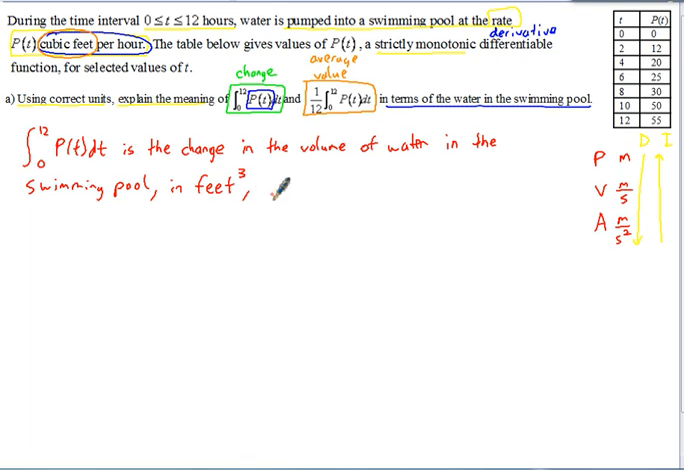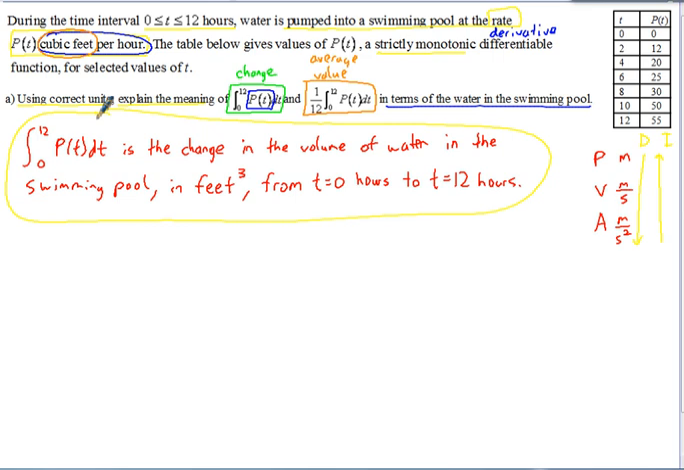But again, you have to reference the interval. In this case, they don't tell us the context of the day it happens in, so we can just say from t equals 0 hours to t equals 12 hours. So it's the change without the initial, because it doesn't tell us how much water started in the swimming pool. If we knew that, then we would know exactly how much is in the swimming pool. This is just how much it changes by.